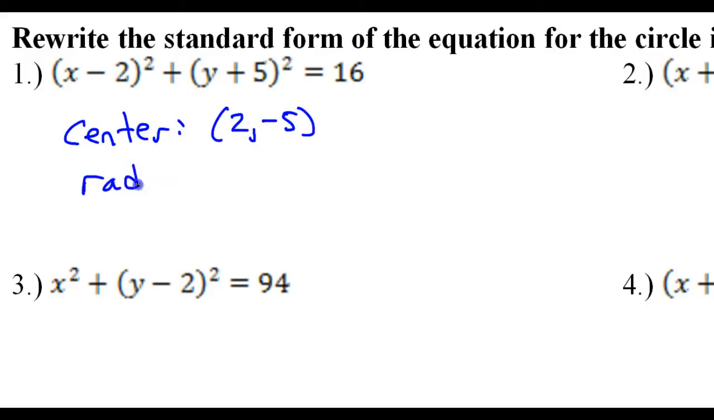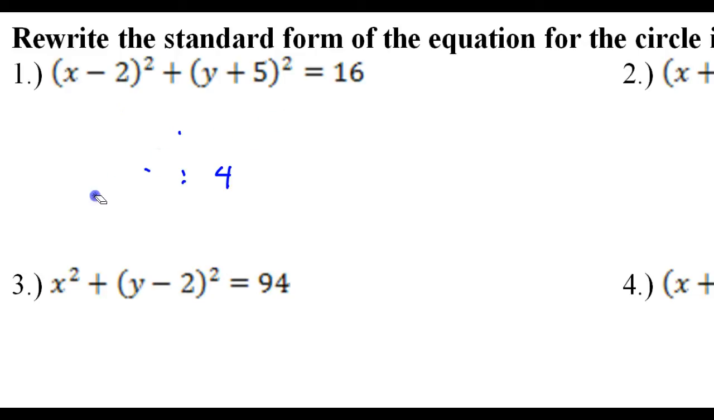And the radius is 4, because this is the radius squared, so square root. So this is standard form. General form is what you would get if you wrote this without any parentheses, right? Without something squared, if everything was just flat.